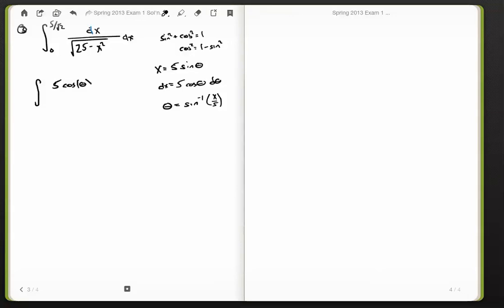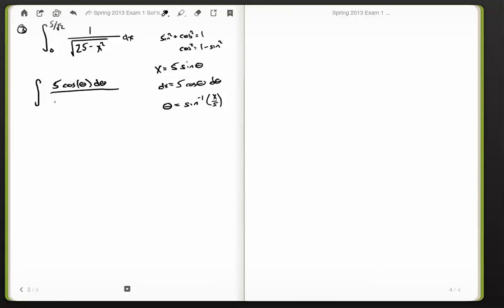5 cosine of theta, d theta. Look at what I did up here. I did the exact same thing I did on the exam. What an idiot. Alright, let's put a 1 up there. Erase. I don't know what's up with that. Why did I do that twice? 1 over 25 minus x squared. So I replace that dx with a 5 cosine of theta.